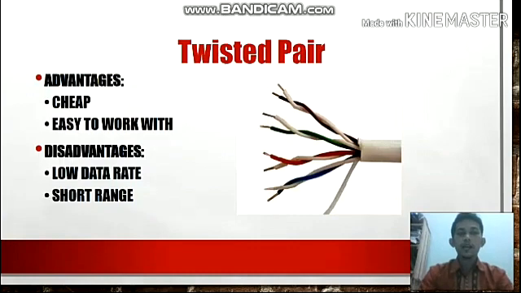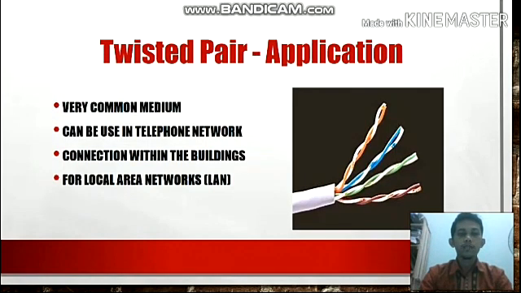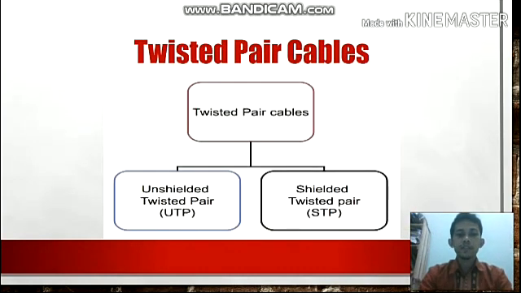The advantages of twisted pair are that it is cheap and easy to work with, and the disadvantages of twisted pair are low data rate and short range. Twisted pair application. Very common. The medium can be used in telephone network connections within buildings and for local area network or LAN.